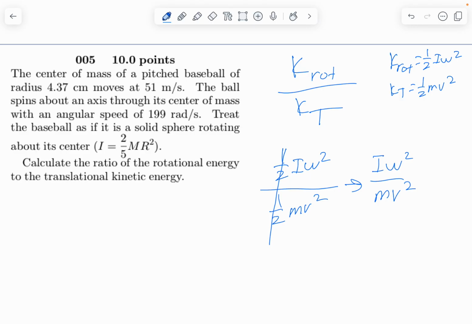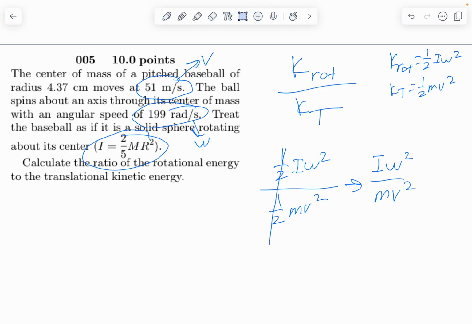Okay. Oh, look. And we have everything, right? Because we know omega, right? There's the omega right there. We know v right here. And we can solve for I using 2/5 mr squared.